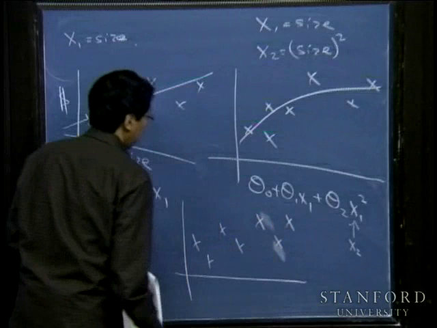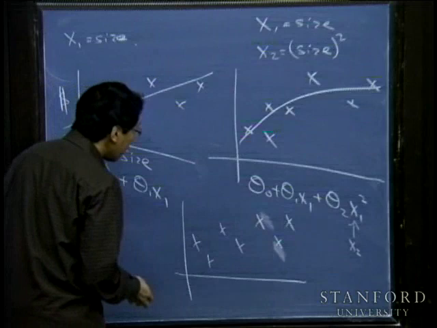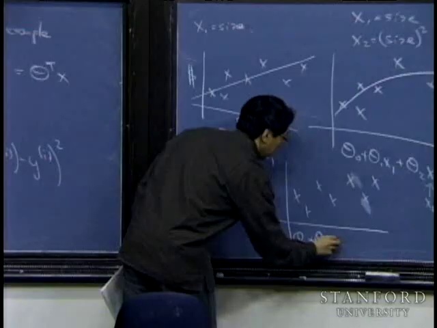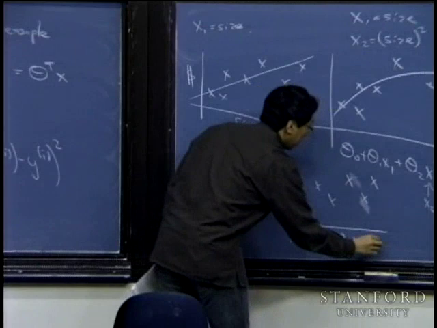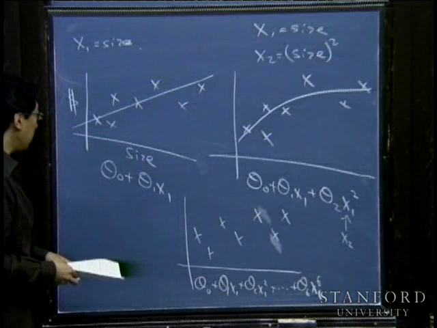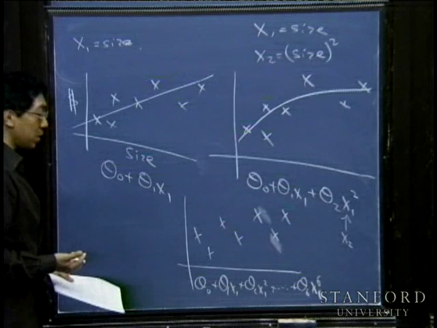Right, I have 7 training examples here, so you can actually fit up to a 6th order polynomial. You can fit a model theta 0 plus theta 1 x plus theta 2 x squared, up to theta 6 x to the power of 6, a 6th order polynomial to these 7 data points. If you do that, you come up with a model that fits your data exactly.